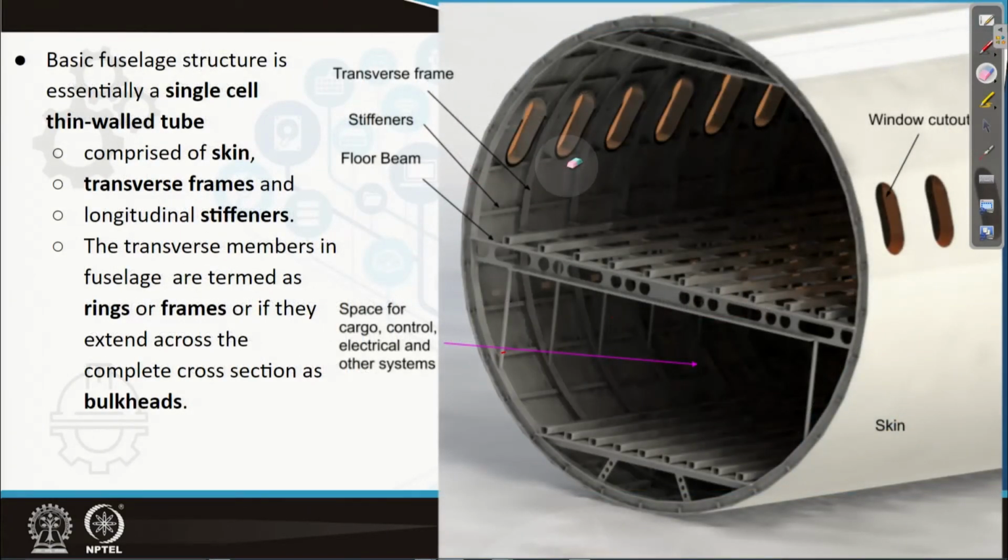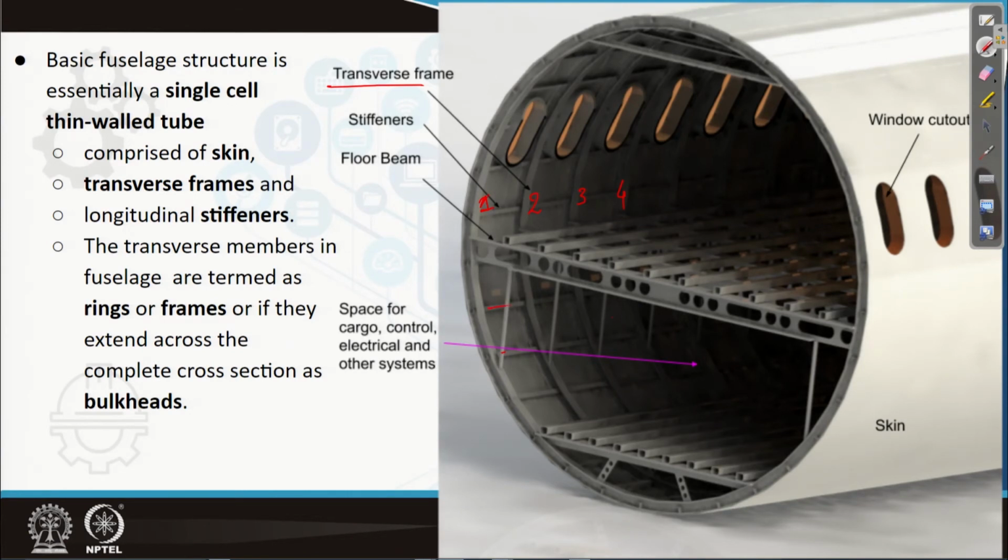Some more details of fuselage. Basic fuselage structure is essentially a single cell thin wall tube. This is the thin outside wall, the fuselage thin single cell, which comprises the outside skin and transverse frames. If I say this is the frame here, transverse frame 1, 2, 3, 4, like that. There are many frames inside.